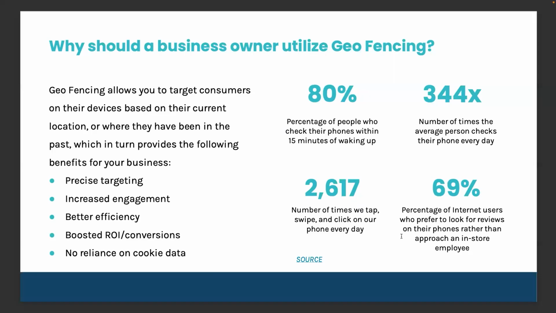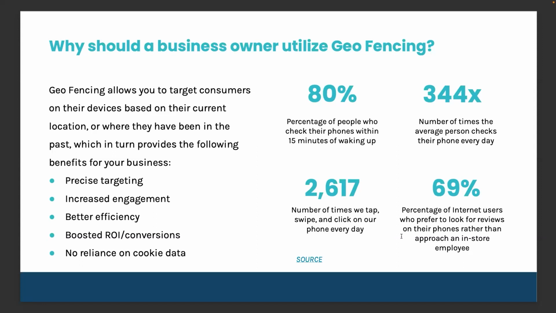So I want to talk a little bit about geofencing. Geofencing is a term that a lot of people have probably heard about, but what is it and why should a business owner utilize geofencing? So basically, geofencing allows you to target consumers on their devices, on their mobile phones, based on their location. So we can either look at where they've been in the past or where they are now. The great thing about this is that it's very precise. If it's important for your business to reach people in your immediate area or that have gone to certain key places of interest, it's a very precise way to do that, which leads to increased engagement, better efficiency of our campaign, and as a result, boosted ROI and conversions.